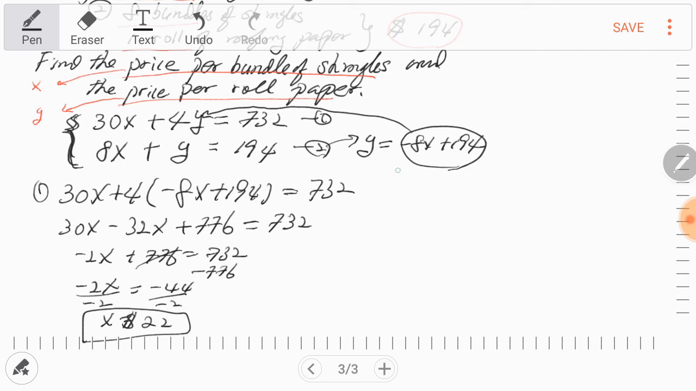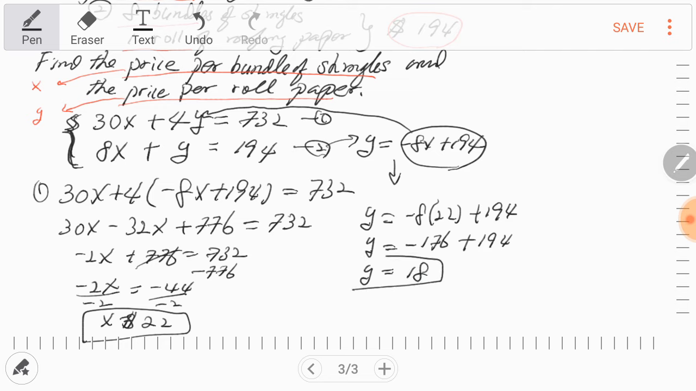Then let's find y from the second equation. So y equals negative 8 times 22 plus 194. Then y equals negative 176 plus 194. So y equals $18. So the price per roll of paper is $18.